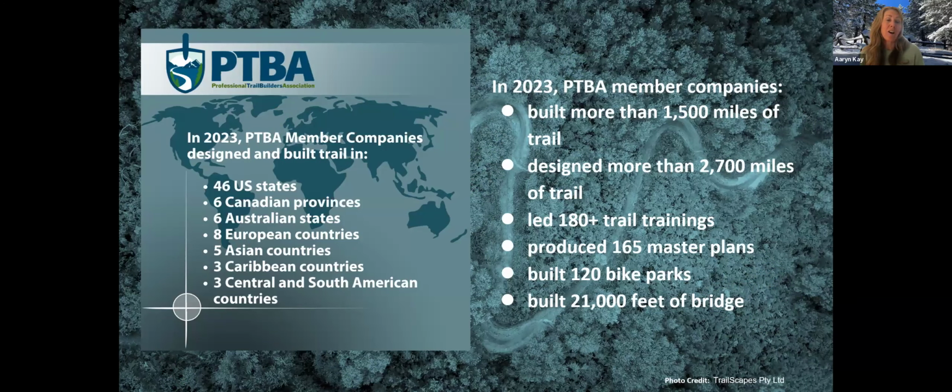I also wanted to share our impact from 2023. Our companies do work on trails, most of them full-time, and with that, you can get a lot of trail on the ground. In 2023, our member companies built more than 1,500 miles of trail, designed more than 2,700 miles of trail, led 180 trail trainings, produced 165 master plans, built 120 bike parks, and 21,000 feet of bridge. And as you can see from the list of where we work, it's all over the world.